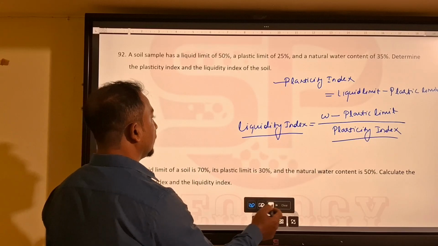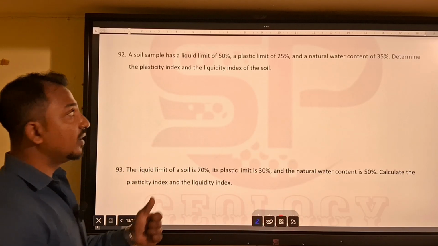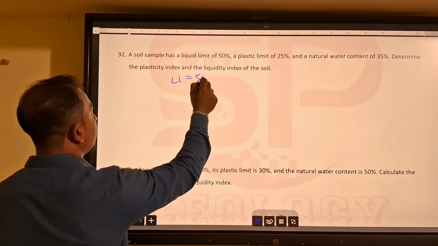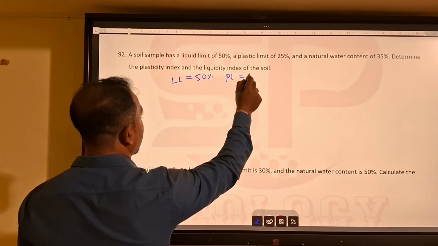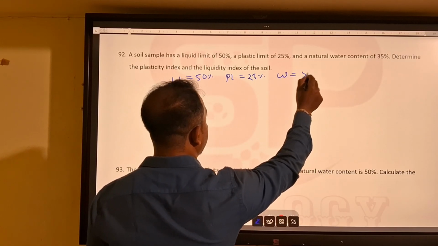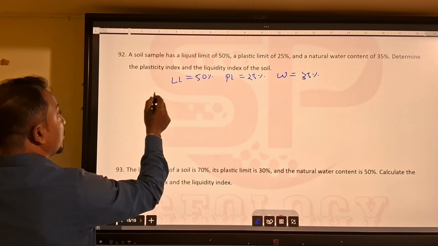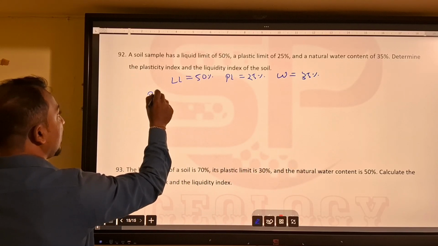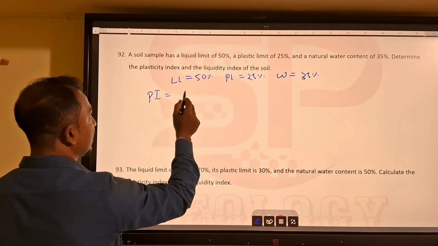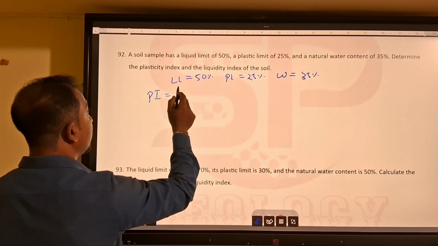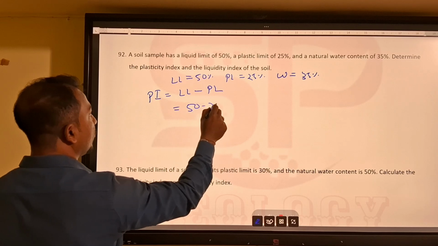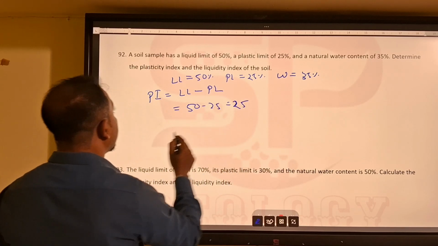So let's solve this problem. A soil sample has a liquid limit of 50%. So liquid limit is given, I'll write down LL in short form, with 50%. Plastic limit is PL, write down 25%. And natural water content, that is W, is 35%. So first we will calculate plasticity index. I'll write down PI for plasticity index. It will be liquid limit minus plastic limit. 50 minus 25, it will be 25%.